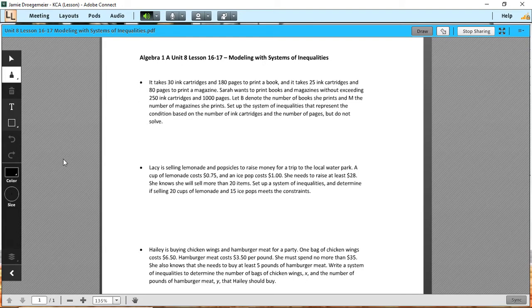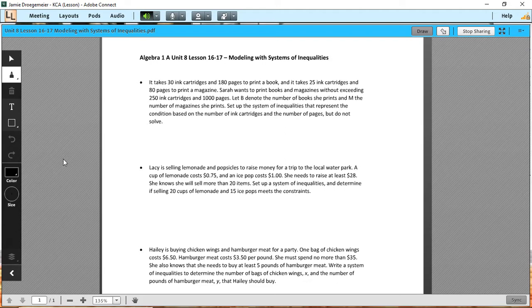Today we are in Unit 8, looking at Lessons 16 and 17, modeling with systems of inequalities. In our last lesson, we talked about these systems of inequalities. Today we're going to look at some real-world problem examples where we could actually use a system of inequalities to help us deal with the information we have. So let's jump into these examples, and I'm going to use Desmos as well to show graphs of these.